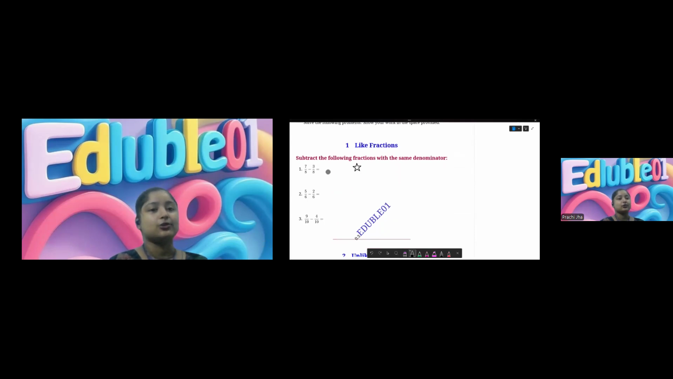Let's see, right? So this one is 7 over 8 take away 3 over 8, that's nothing but 4 over 8. Okay, this one is 5 over 6 take away 2 over 6, nothing but 3 over 6. And this one is 9 over 10 take away 4 over 10, again so hard to guess, right? And this one is going to be 5 over 10. Hooray! We did it. I know you guys also did it.